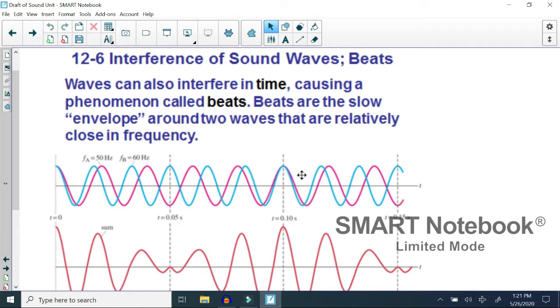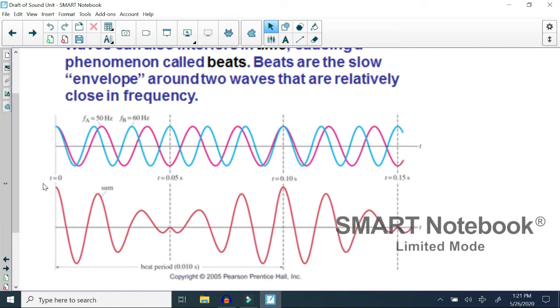If you look below that, this is summing the two graphs together. You'll notice that it's very tall in the beginning because they're both lined up. They're mostly lined up here. Then they're getting further out of phase, we call it here. And here they're completely out of phase, so we have very, very low volume. And then it repeats over and over again. So this is the phenomenon we know as beats.